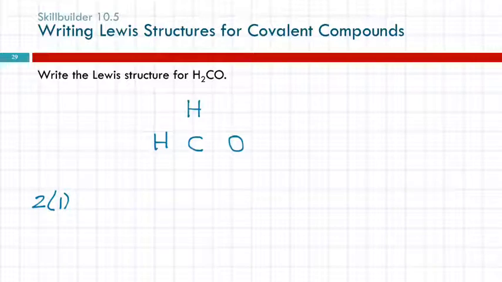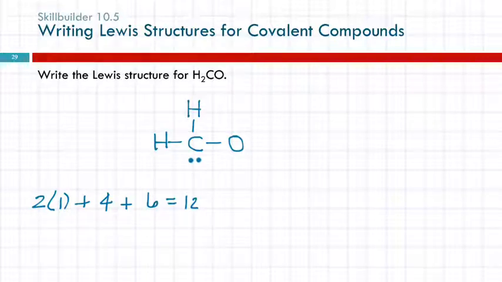So we've got 2 hydrogens that each have 1 electron. How many does carbon have? 4. How many does oxygen have? 6. So 2 plus 4 plus 6, pretty sure that's 12. So we have 12 electrons this time. Start with single bonds to connect everything. 2, 4, 6. And now I'm going to do lone pairs. That was 6. 8, 10, 12.